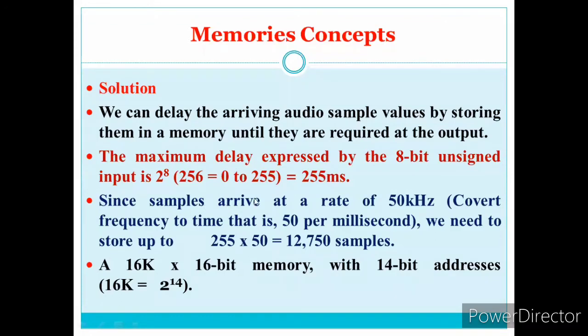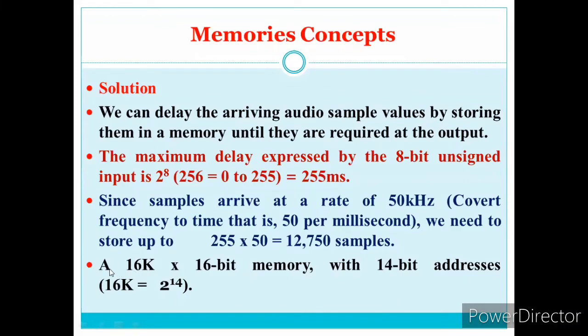Now, since each sample arrives at 50 kilohertz, which is in frequency, we need to convert it to the time domain. So convert frequency to time: that is 50 per millisecond. When kilo is converted, it becomes per millisecond, so 50 samples are arriving per millisecond. So we need to store up to how many? 255 into 50, that's around 12,750, because we have an 8-bit delay. So totally we can store around 12,750 samples.